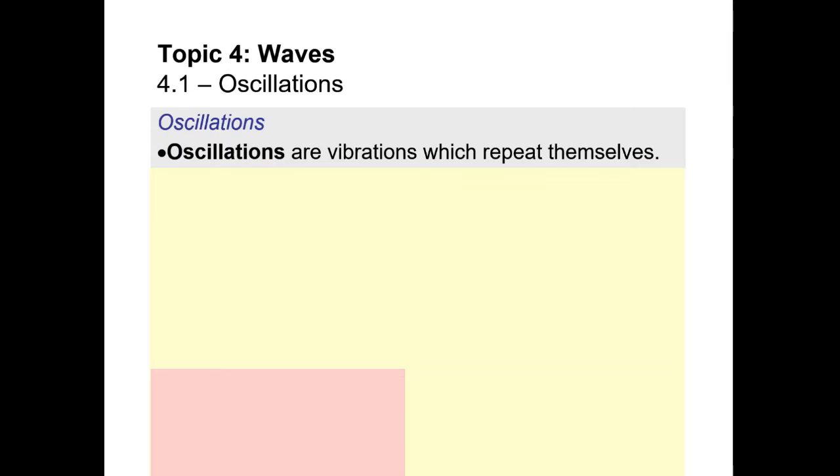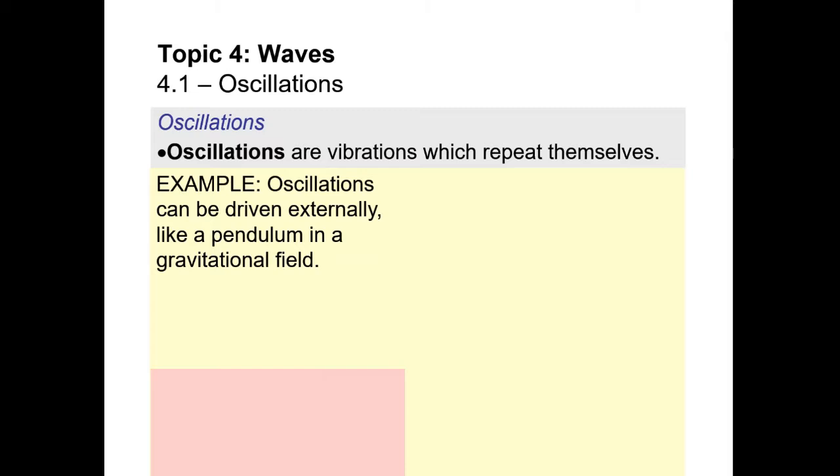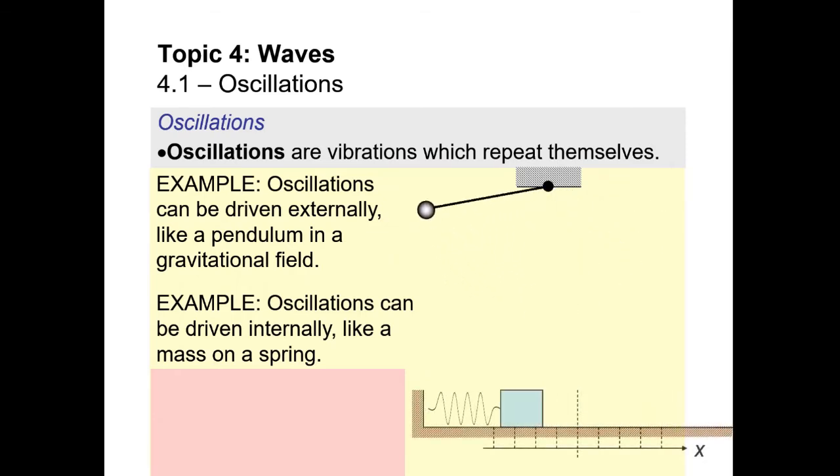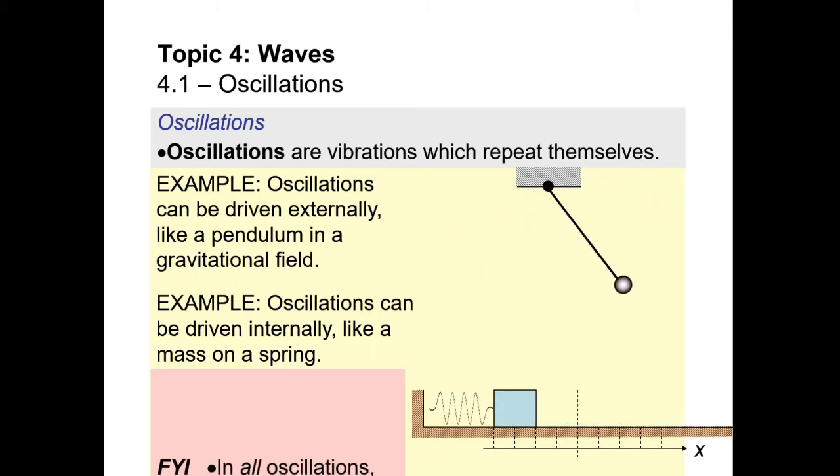Topic 4, waves. 4.1 Oscillations. Oscillations are vibrations which repeat themselves. Oscillations can be driven externally like a pendulum in a gravitational field, like this. Oscillations can be driven internally like a mass on a spring. In all oscillations, velocity equals 0 at the extreme points.